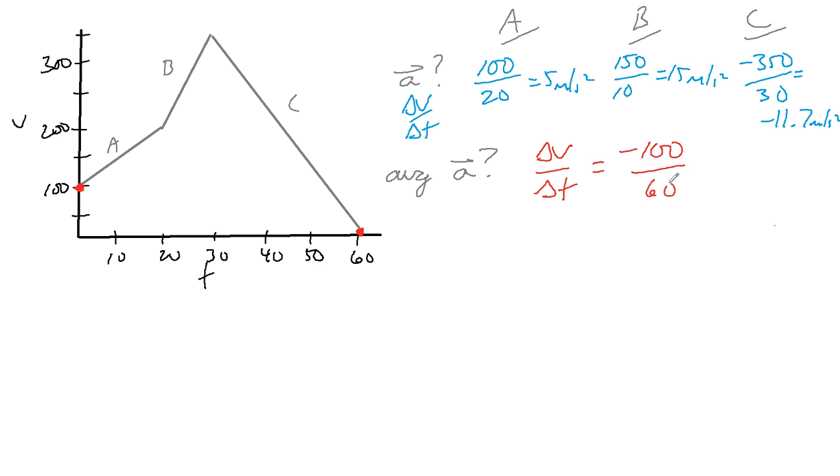So the change in V was minus 100, and that took 60 seconds. So if I just do that 100 and divide that by 60, I will get an acceleration of negative 1.67 meters per second squared. Okay, and again, if I took a line and I joined it from beginning to end like this, the slope of that line would be negative 1.67 meters per second squared. So it's all the same type of thing.